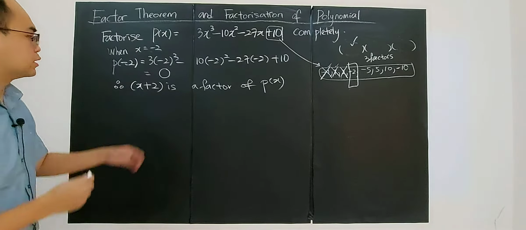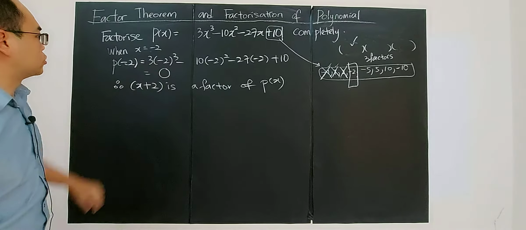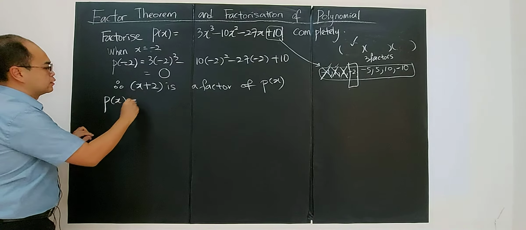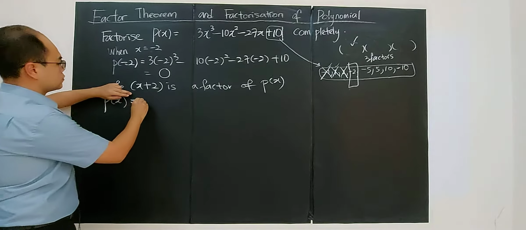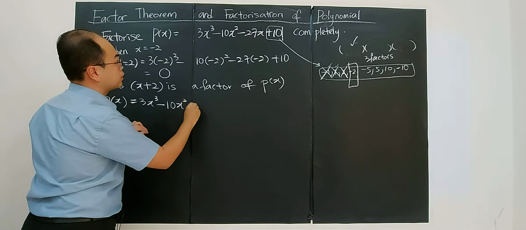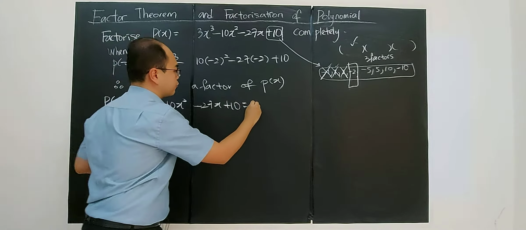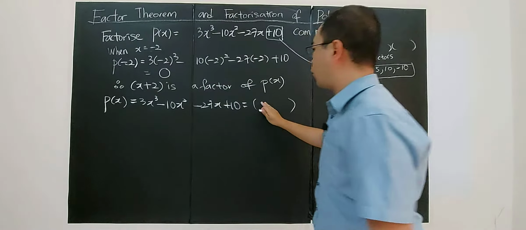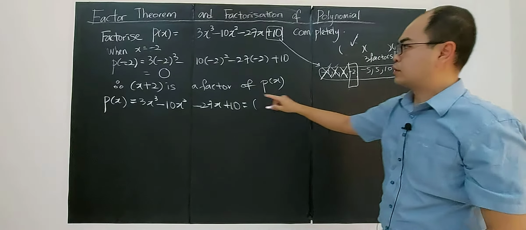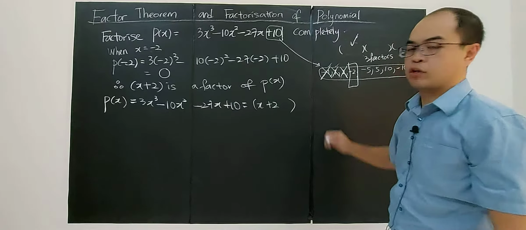A very important statement here: x plus 2 is a factor because the remainder is 0. So now you can start to factorize. P(x) equals 3x cubed minus 10x squared minus 27x plus 10. You have 3 factors, but I know one of them, which is x plus 2. The remaining one, you know, is a quadratic.